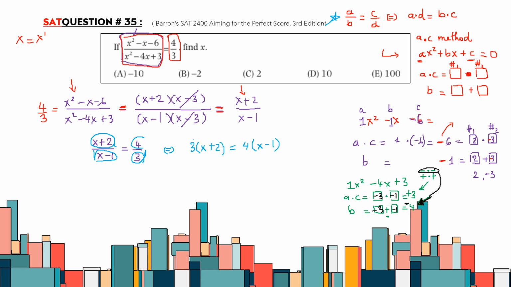Okay, now we're working on this. 3 times x is 3x, 3 times 2 is positive 6. 4 times x is 4x, 4 times negative 1 is minus 4. Now we subtract 3x from both sides, this cancels out, and we have x minus 4 equals 6. Then we add 4 to both sides, and we have x equals 10.